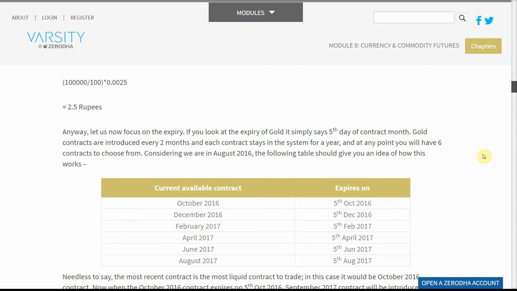Anyway, let us now focus on the expiry. If you look at the expiry of gold, it simply says 5th day of contract month. Gold contracts are introduced every 2 months and each contract stays in the system for a year. And at any point you will have 6 contracts to choose from. Considering we are in August 2016, the following table should give you an idea of how this works.